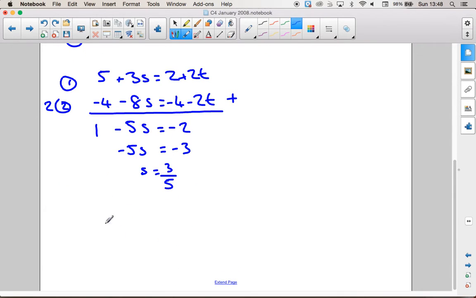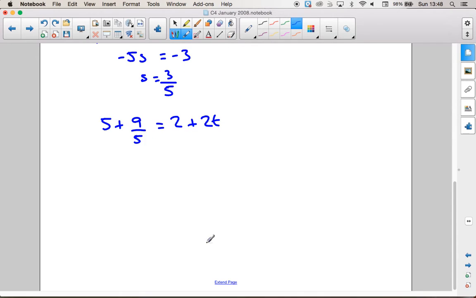If s is 3/5, what's t? So s plus 3 lots of 3/5 will be 9/5 equals 2 plus 2t. So that's 3 plus 9/5 is 2t. By my calculator, 3 plus 9/5 divided by 2 is 12/5 for t.